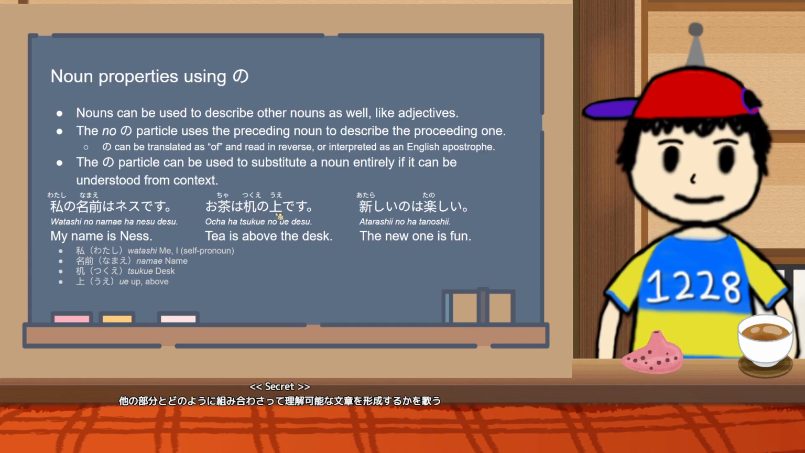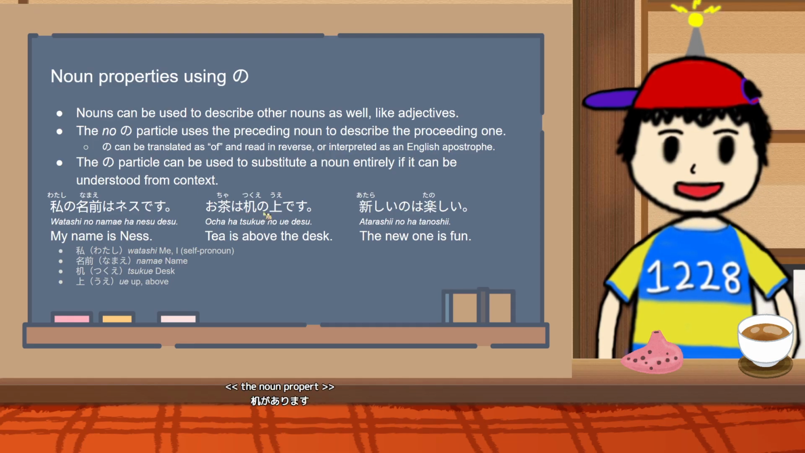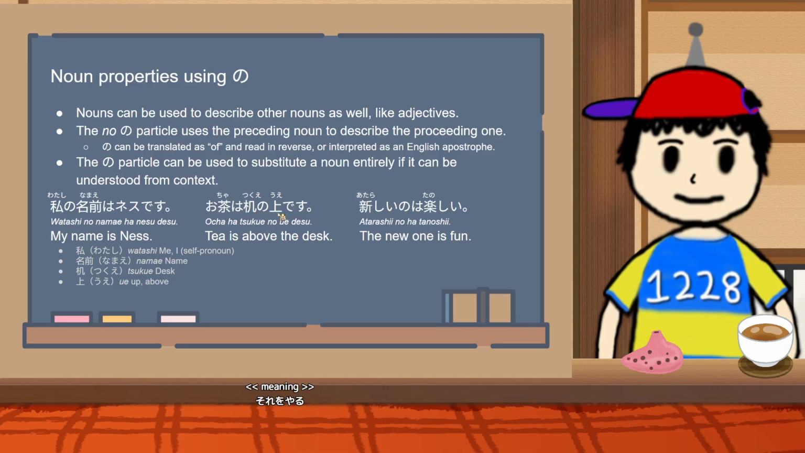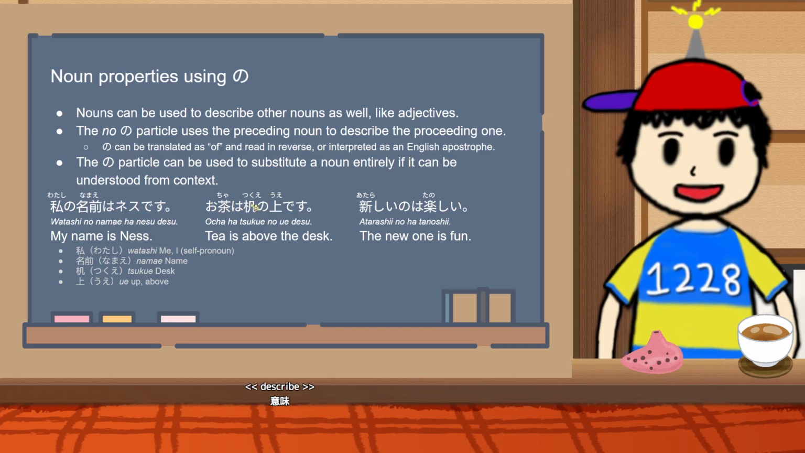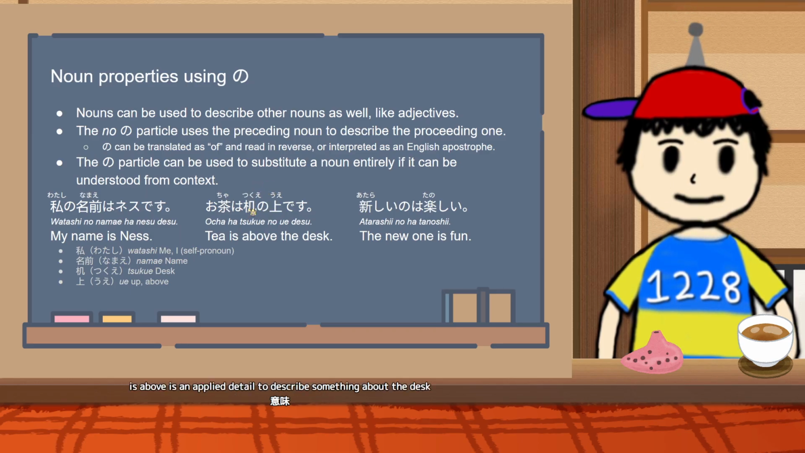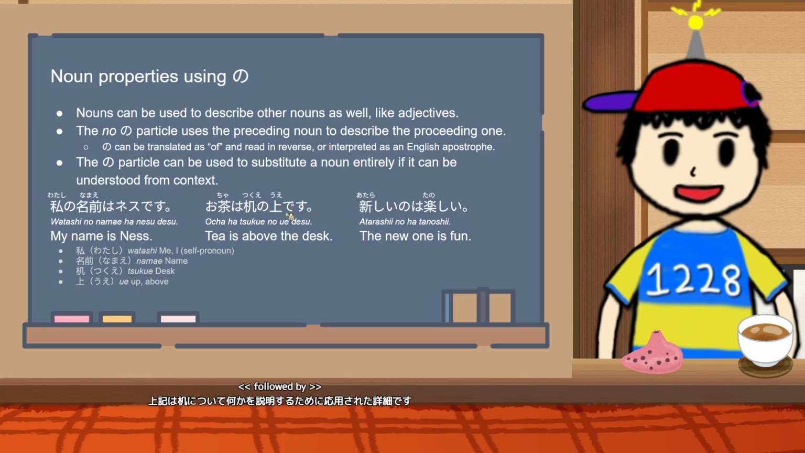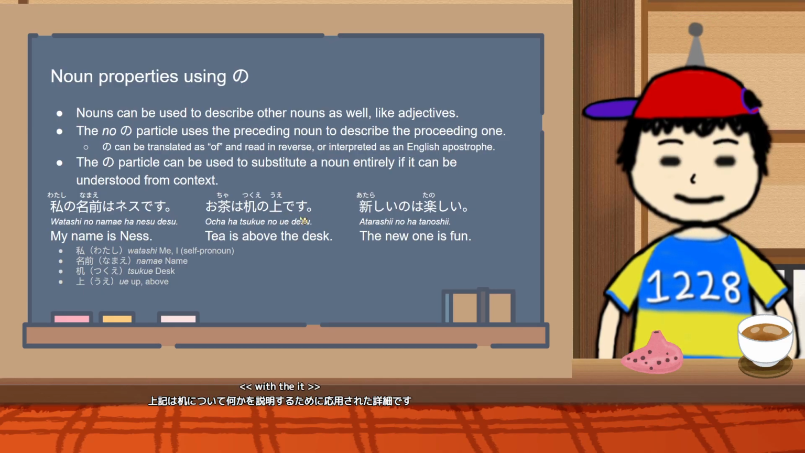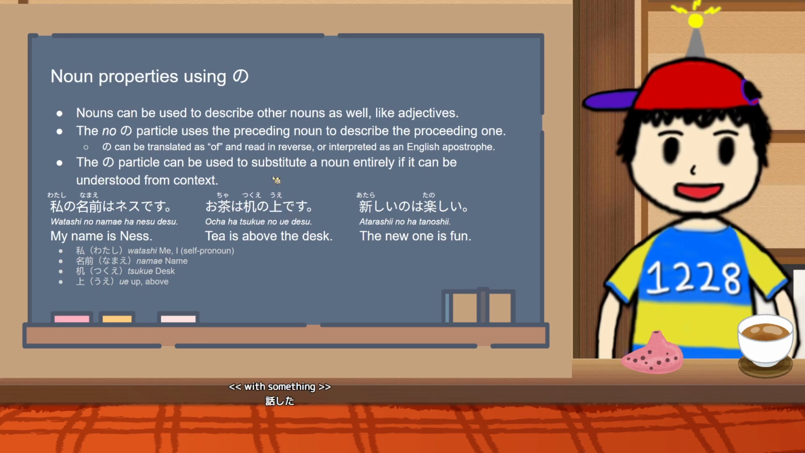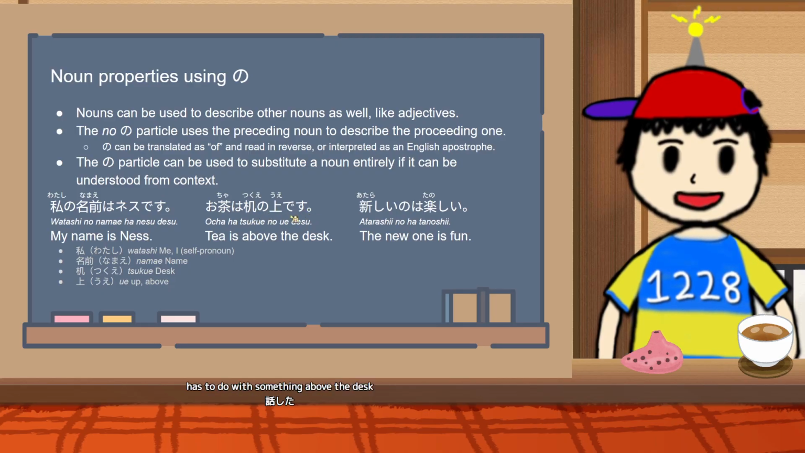Tsukue no ue. We have desk, we have the noun property particle, and ue, above or up, meaning this above is an applied detail to describe something about the desk, followed by desu to close it off with the is. So we know that whatever's being talked about has to do with something above the desk. Well, what are we talking about? Well, let's look at the subject of the sentence.